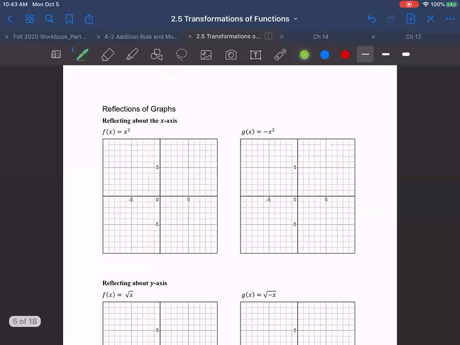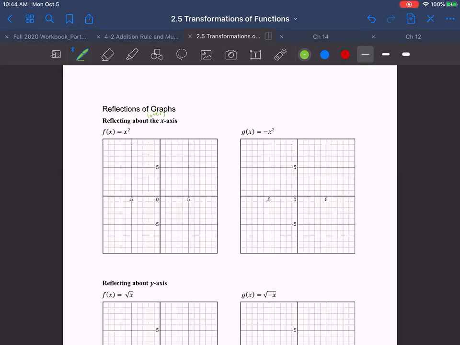Next, we can look at reflections of graphs, where we're going to start reflecting them over or about different axes. And so the first thing we can do is reflection over or about the x-axis. So reflecting about, or sometimes people say over, the x-axis.